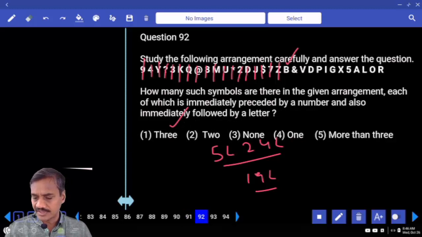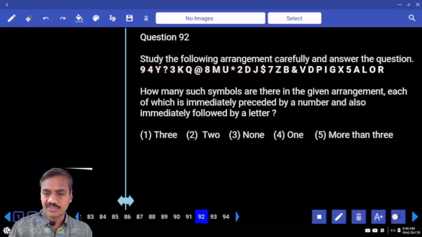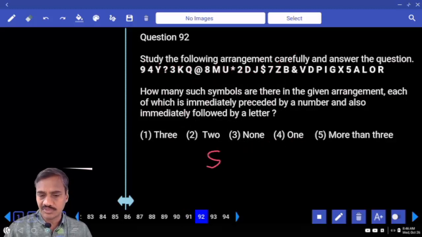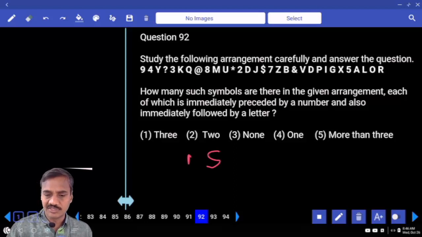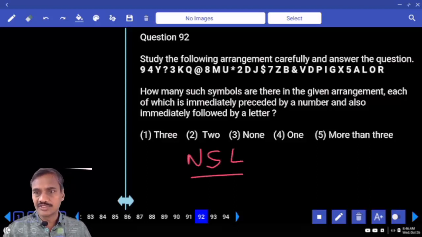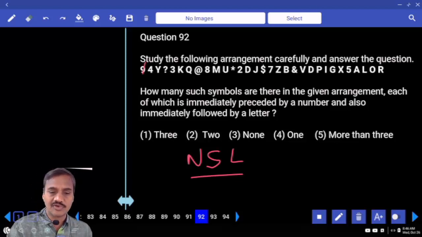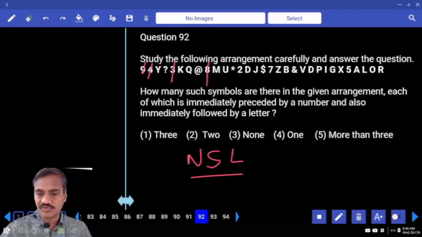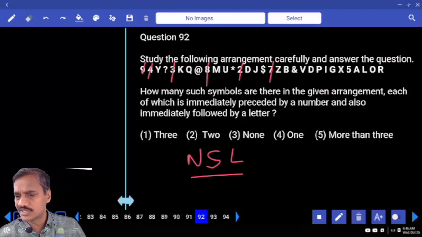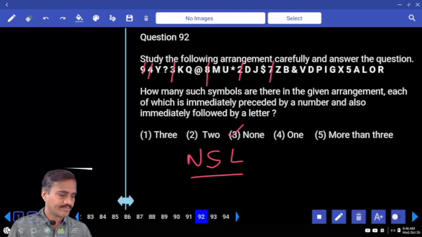And 92. And how many such symbols are there? Now the question is about a symbol, each of which is immediately preceded by a number and followed by a letter. And the sequence must be number, symbol and a letter. Now this number is not followed by symbol, number not followed by symbol. And again, number not followed by symbol, number not followed by symbol, and so on. I mean, is there anything of that category? None, that is choice 3.